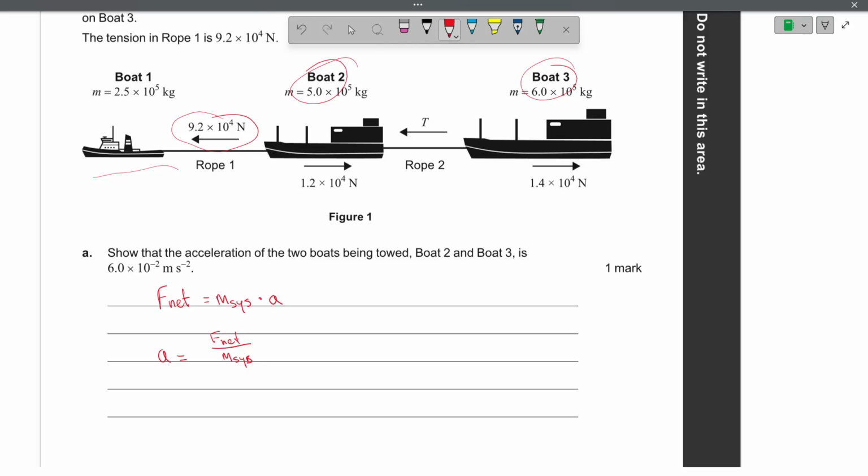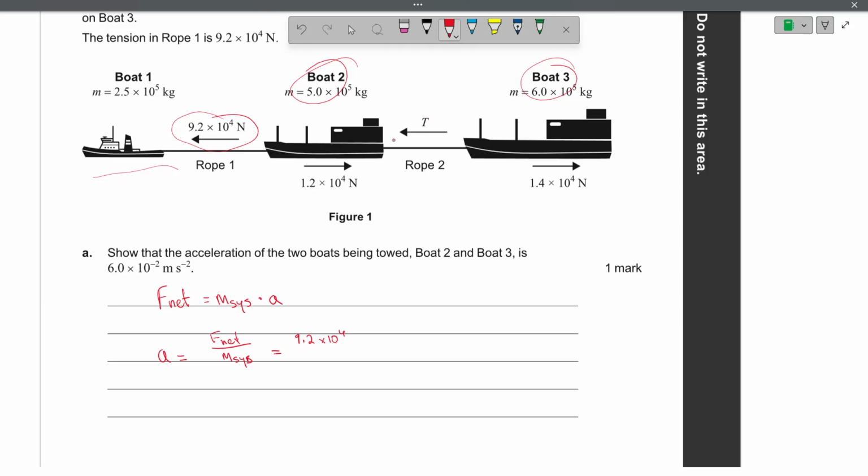Okay, so what is the net force on the boat 2, 3 system? Well, we have what I would call a driving force for that system, which is this 9.2 times 10 to the 4 newtons. So there's that pulling everything to the right, 9.2 times 10 to the 4. But we've also got these 2 opposing forces, which are the friction forces, or the retarding forces, or the resistive forces, whatever you want to call them: 1.2 times 10 to the 4 and 1.4 times 10 to the 4, acting on each of the boats.